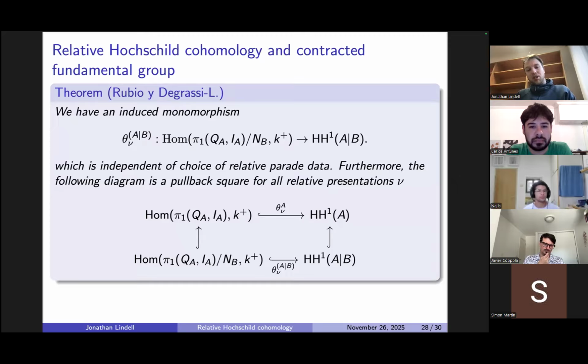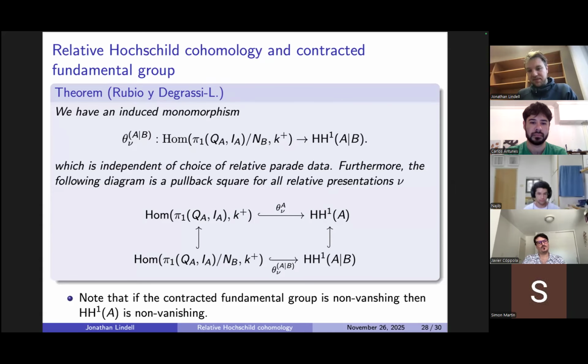And furthermore, we get that the following square that we had beforehand, where we can now put in something else instead of the question mark, will also be a pullback square. It looks as follows. And then if one is interested in the non-vanishing of the Hochschild cohomology, then of course it suffices to find the non-vanishing of any of these things appearing in the square. So particularly if the contracted fundamental group is non-vanishing, then the Hochschild cohomology is non-vanishing.